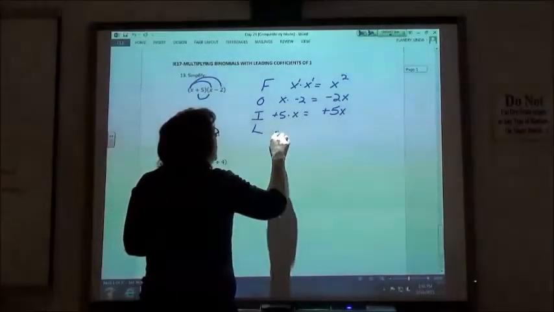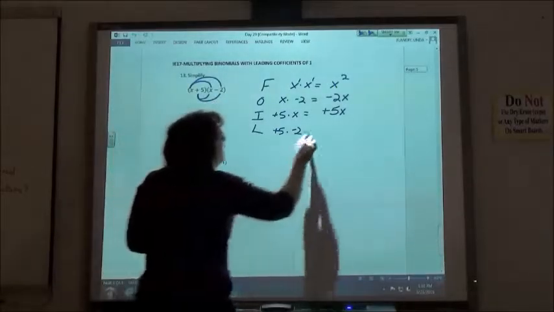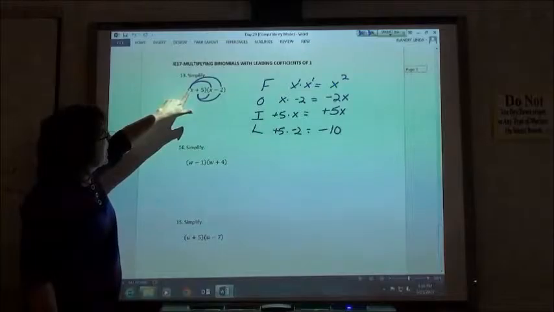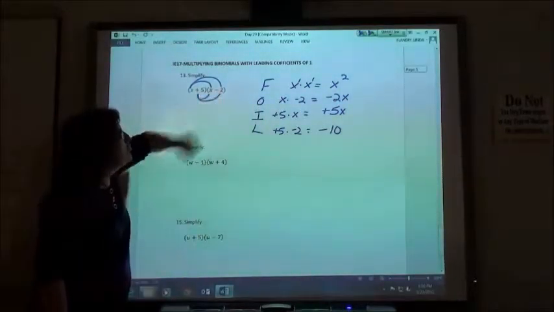And then my last pair, a positive 5 times a negative 2. Positive times a negative is a negative, so I get minus 10. So really what I did is I took this x times both of these two terms and then the 5 times both of those two terms.